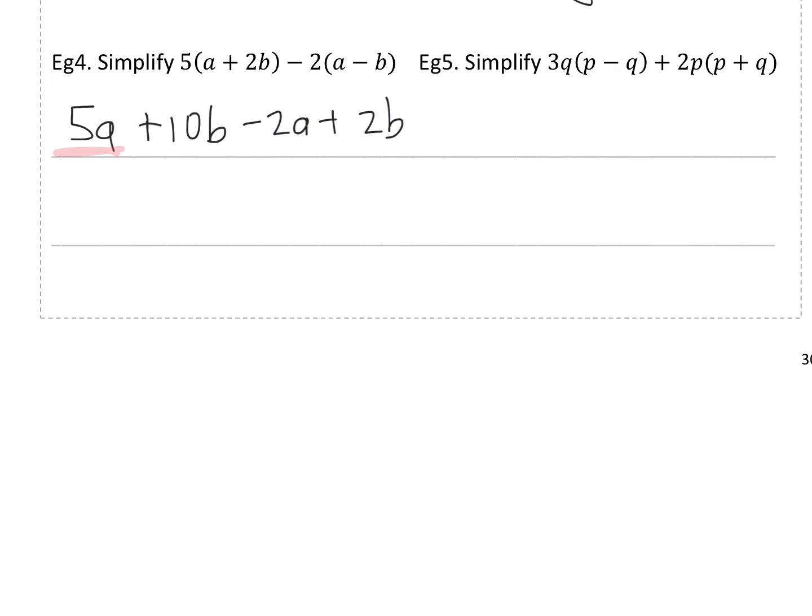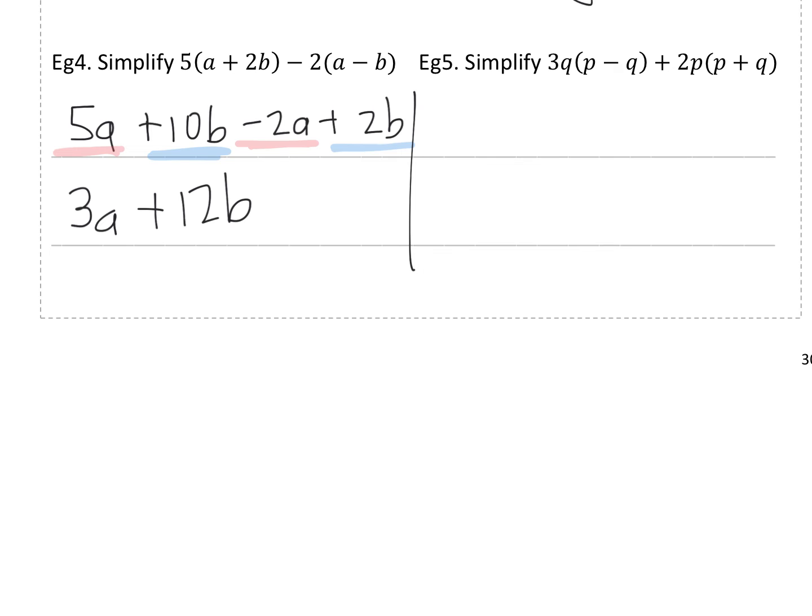We look to collect our like terms. We've got a 5a. We've also got a minus 2a. So that would collect together to give 5 take away 2 is 3. So 5a take away 2a is 3a. And then we've got b's as well that are common. We've got a plus 10b and a plus 2b. So 10 plus 2 is 12. So 10b plus 2b is 12b.